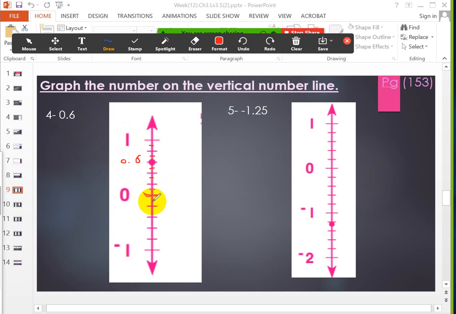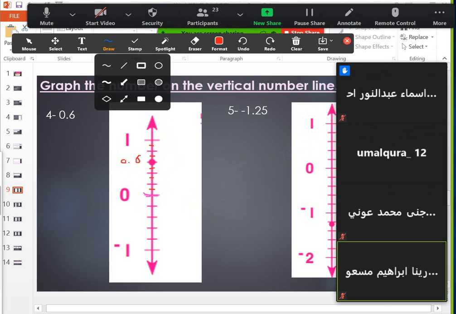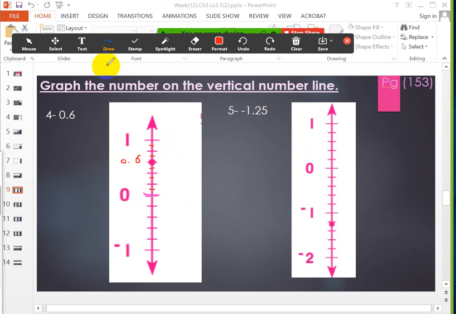So you have to divide the distance between 0 and 1 into equal parts. Another number line, if you want, you can draw one number line and locate all the numbers. Now we will do it on the same number line if you want. Now 1.25, this is a decimal number with a whole. Of course, I have negative 1.25. That means this number will be down, according to the 0 on the vertical number line.